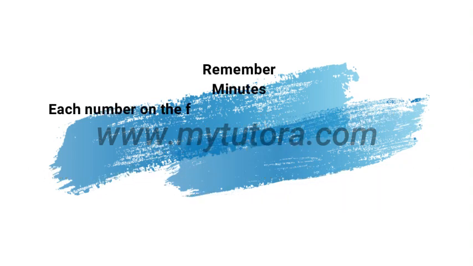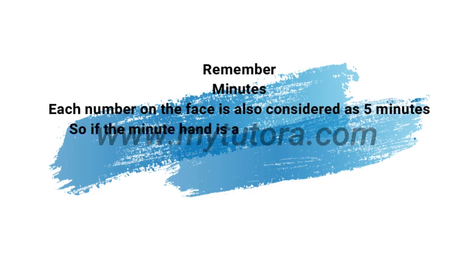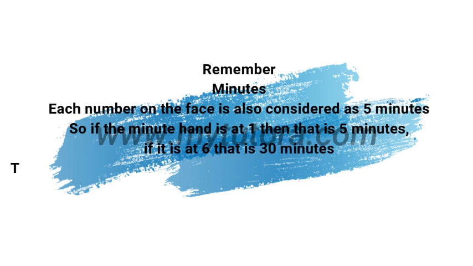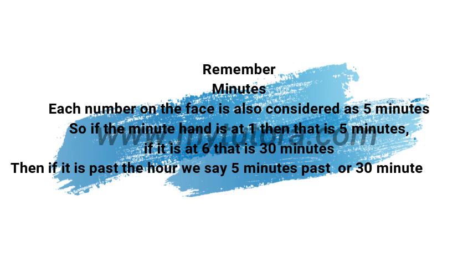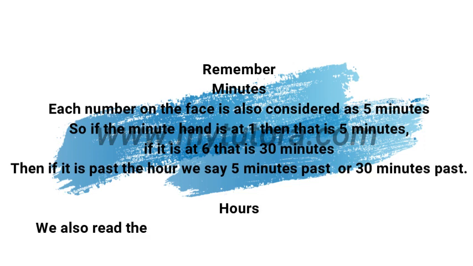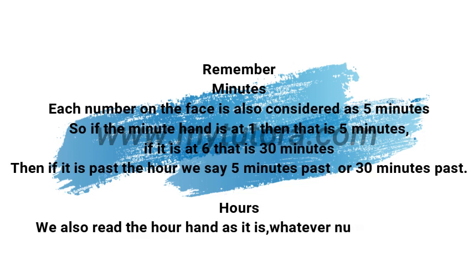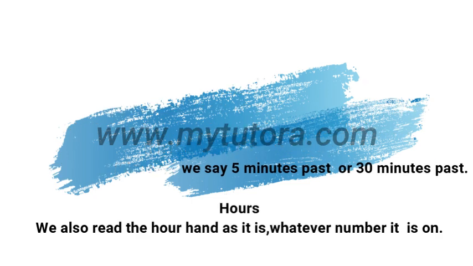Remember, for minutes, each number on the face is also considered as 5 minutes. So, if the minute hand is at 1, then that is 5 minutes. If it is at 6, that is 30 minutes. Then, if it is past the hour, we say 5 minutes past or 30 minutes past. Hours. We also read the hour hand as it is, whatever number it is on.